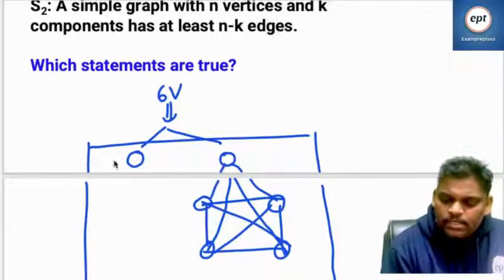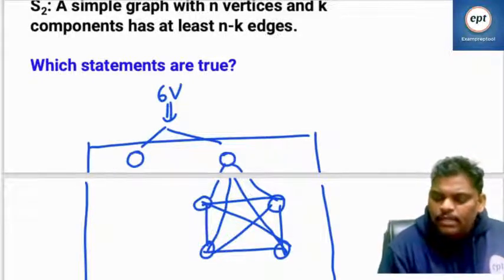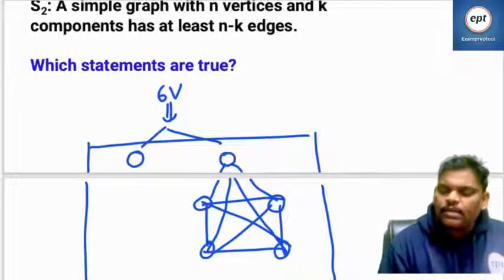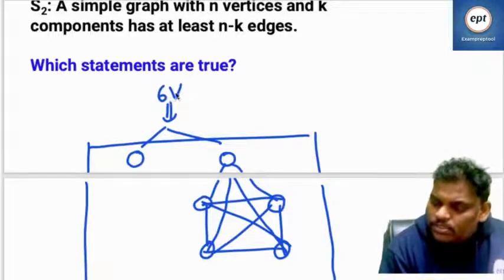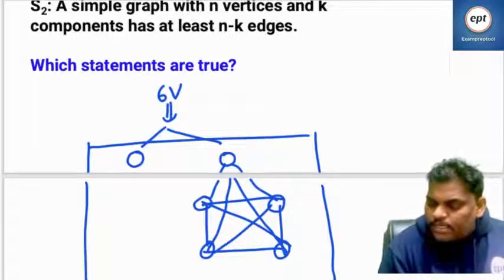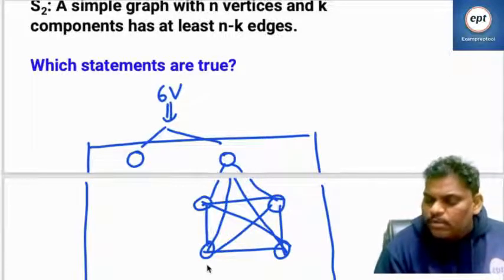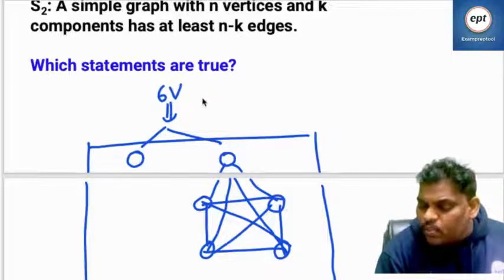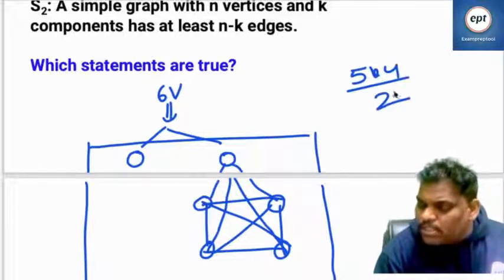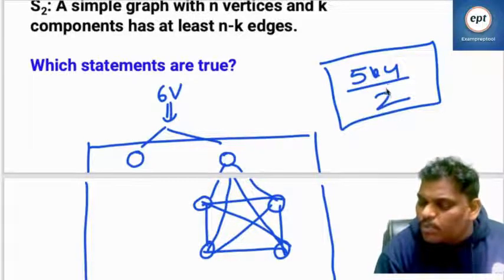One vertex this side, five vertices the other side. Totally, it is a disconnected graph. These are the maximum edges possible. For a 6 vertex disconnected graph, maximum edges how many? 5 into 4 by 2. These are the maximum edges in the 6 vertex disconnected graph.